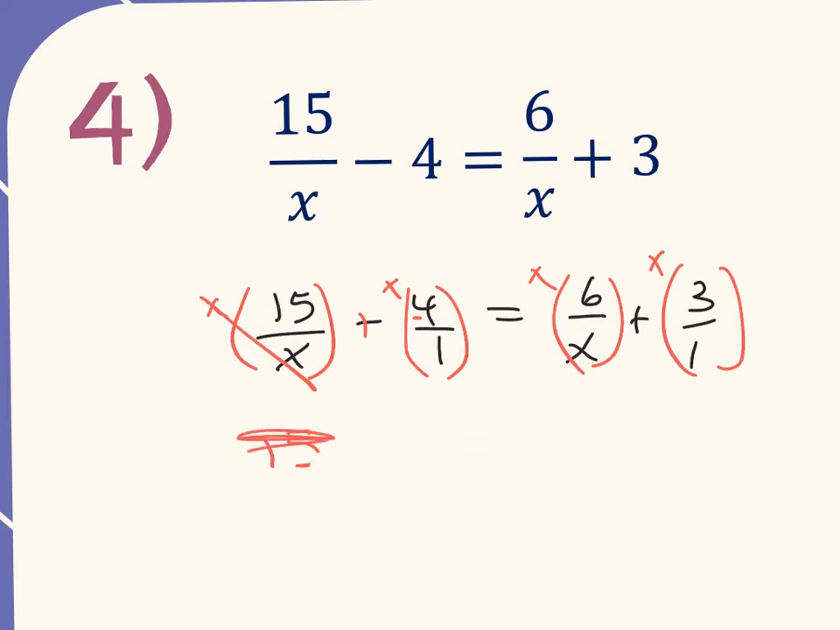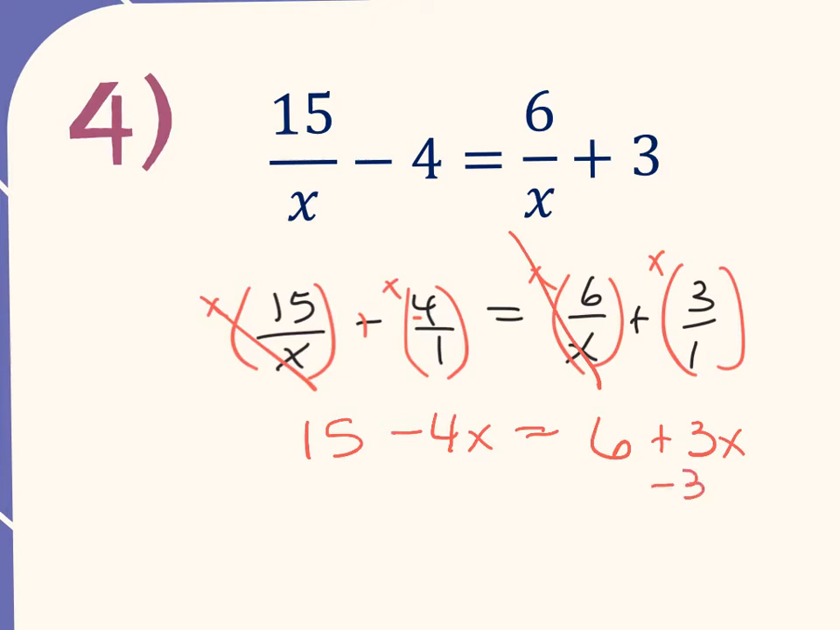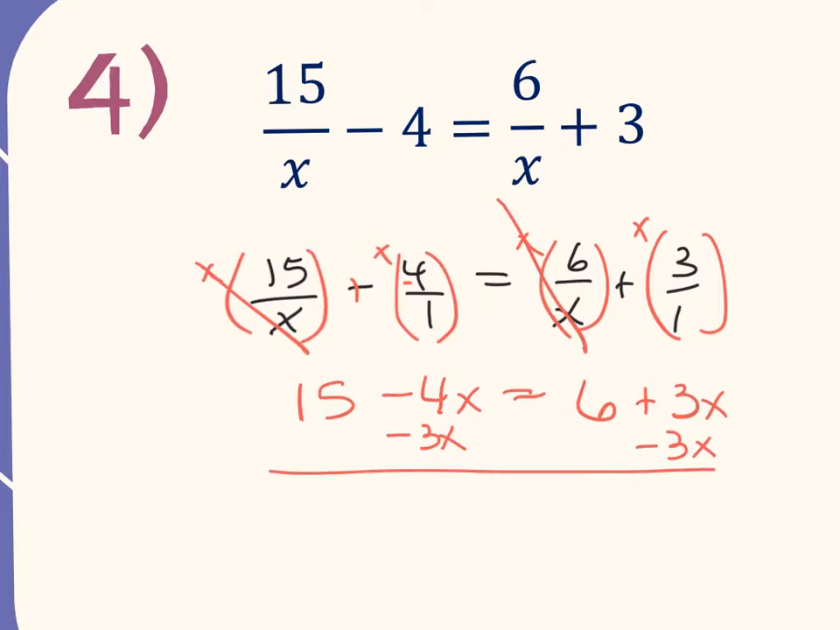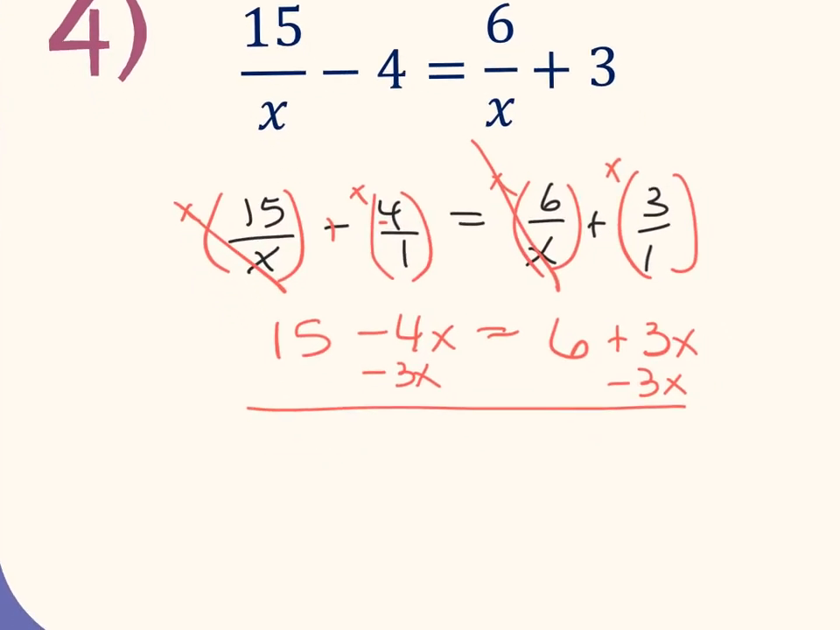15 minus 4x. This cancels. I'm just left with a 6. Nothing cancels on the last one. It just becomes a 3x. I now need to group my like terms. If you want to move the 4 over to the right, you could do that instead. But I'll move the 3x over. Keep my letters on the left.